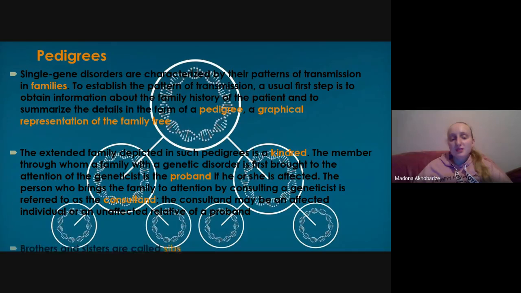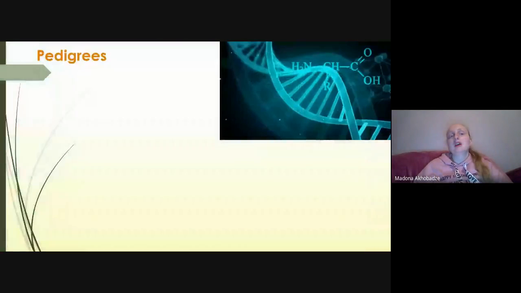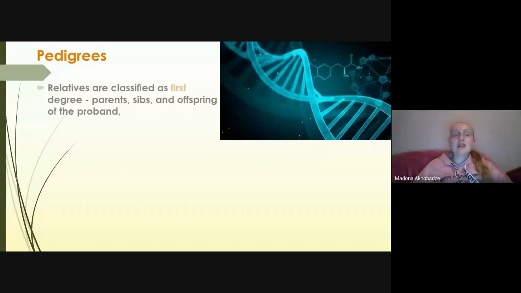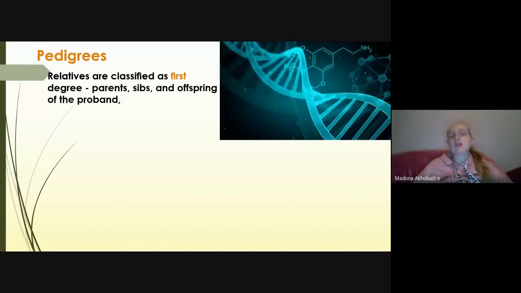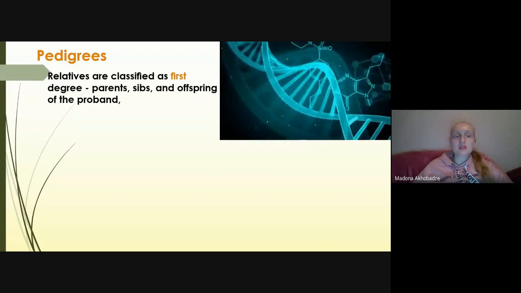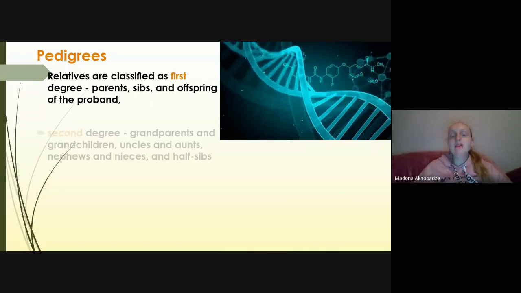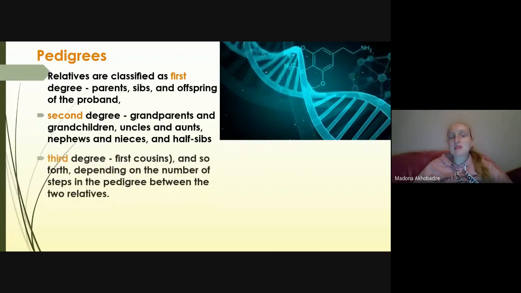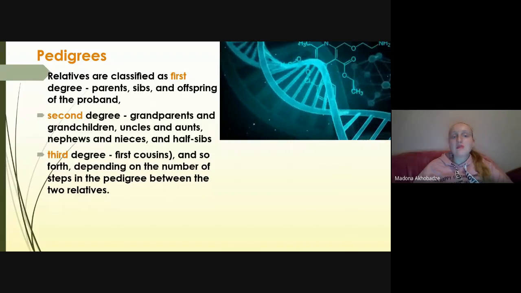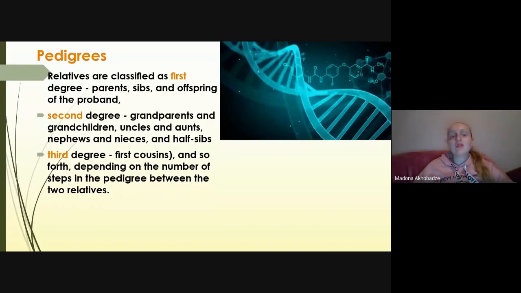The consultant could be a sibling of the proband. Siblings, brothers and sisters, are called sibs in the kindred, and there are first degree relatives and second degree relatives. First degree includes parents, sisters and brothers, and offspring of the proband. Second degree are grandparents and grandchildren, aunts and nieces, and nephews and uncles.